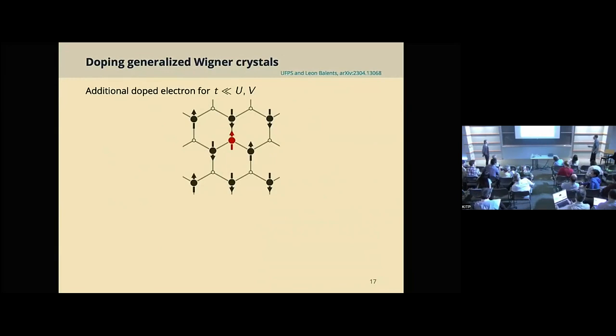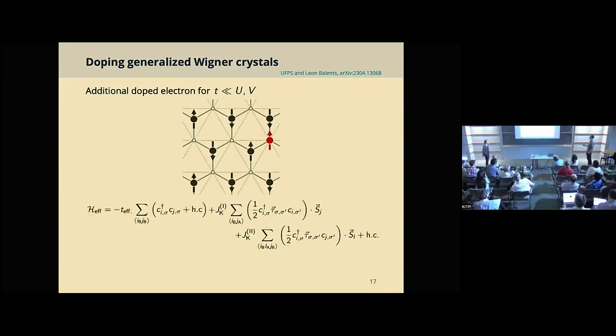Yes, when I say it's T squared over U, I'm oversimplifying. You're absolutely right. There's also a contribution T squared over V in here. But here we are assuming that V roughly scales as U. To talk about orders, you need to make some assumption. If you want to organize a perturbative expansion, you need to make some statement about how U scales relative to V or vice versa.